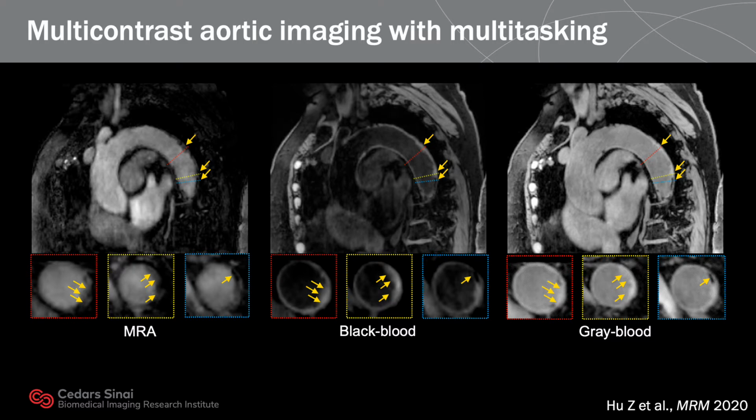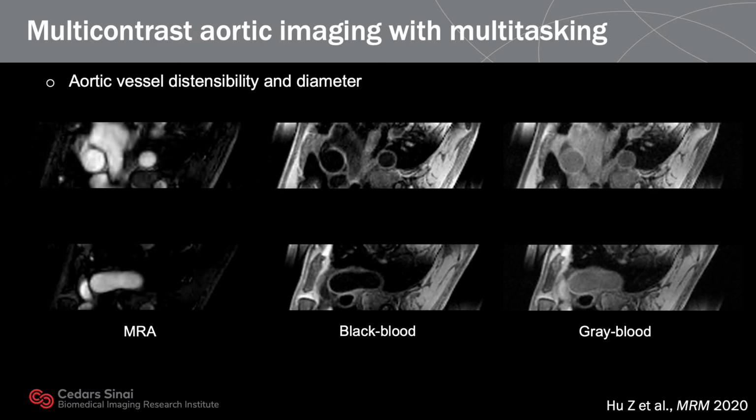This is a stroke patient with severe atherosclerosis in the descending aorta, as indicated by the arrows in the black blood images in the middle. Calcification is shown as dark areas in the gray blood images on the right, indicated by the arrows. In addition, the images are cardiac motion resolved, allowing quantification of aortic diameters and distensibility.